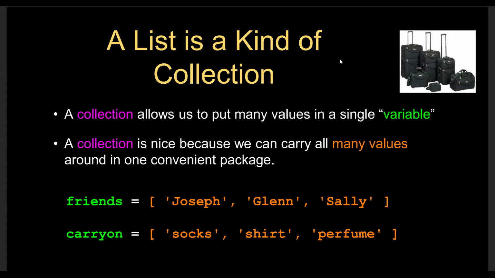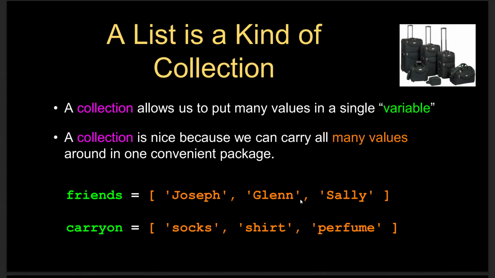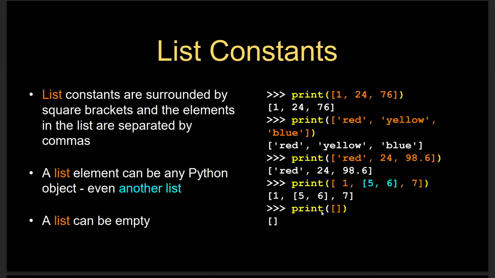See here an example. Suppose in friends I am storing Joseph, Glenn, Sally like that. In another variable I am storing socks, shirt, perfume like that. So this is called a list. These elements are separated by a comma. Also in a list you have to write the strings in single quote or double quote. Without them it will give an error. That is also an important point.